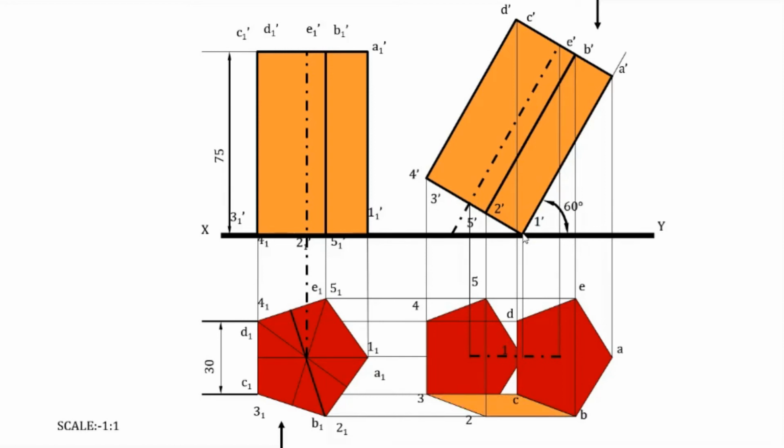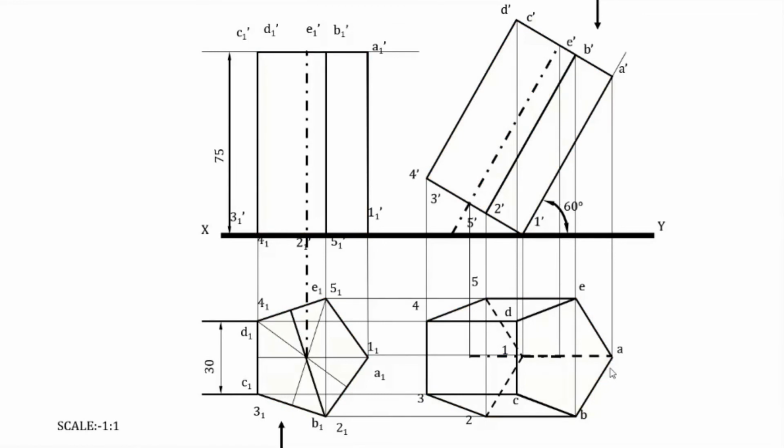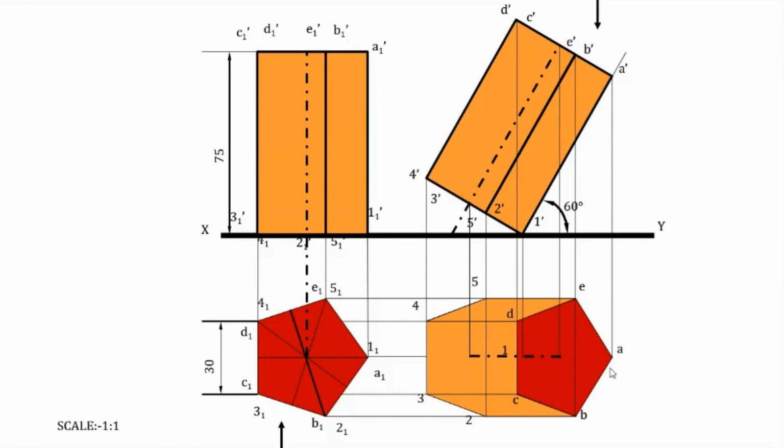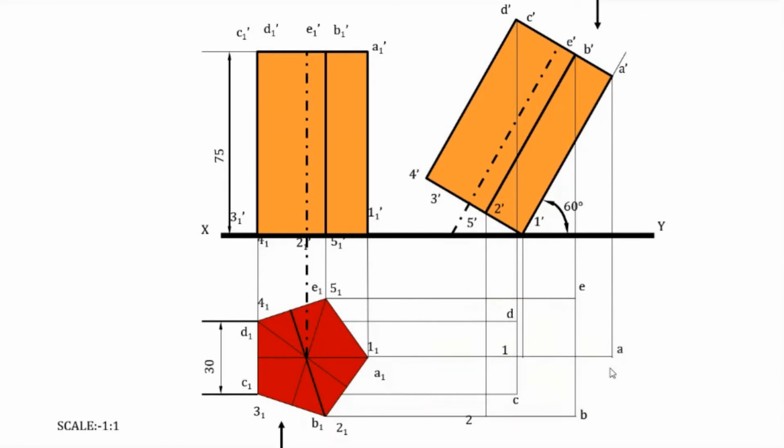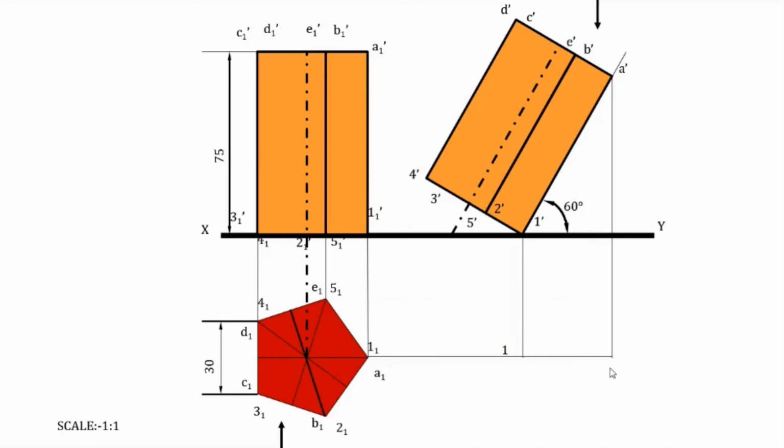So now finally you have to join 2 with B, 3 with C, 4 with D, 5 with E, and 1 with A. 1 with A will be a dotted line. It will be something like this. See, this will be your final figure. Okay. So I'll explain once more. Shading, you don't have to shade it. It is for easy representation.